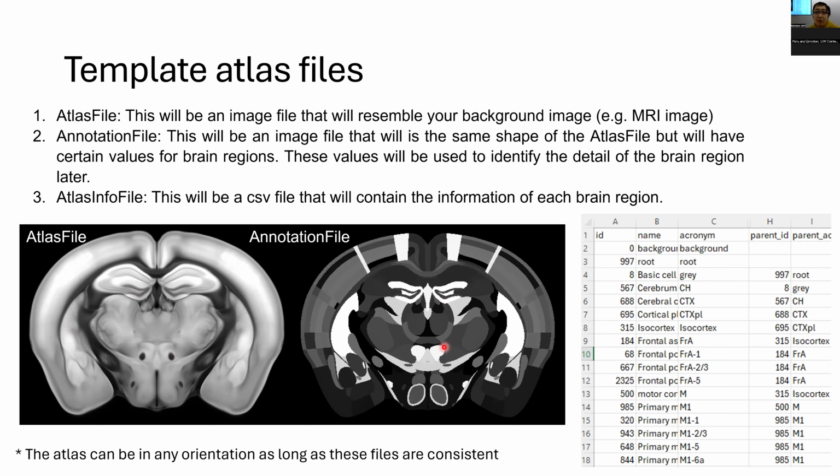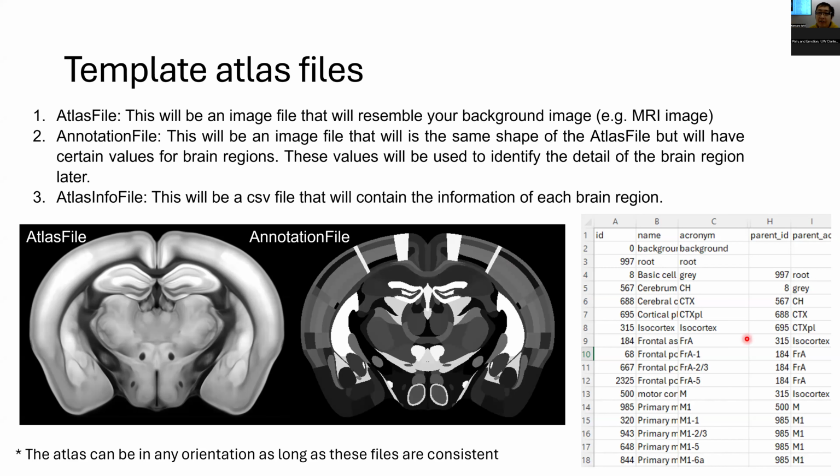The second file will be this annotation file. So this will be an image file that will be in the same shape as this atlas file. So it's the exact same shape, but it doesn't have these raw autofluorescence-ish signals. It has different colors for different regions. So what it actually means is that each region that is different in color has a specific value filled inside that region.